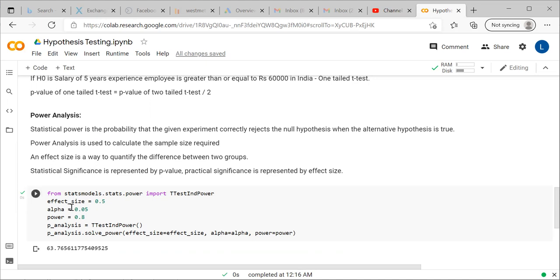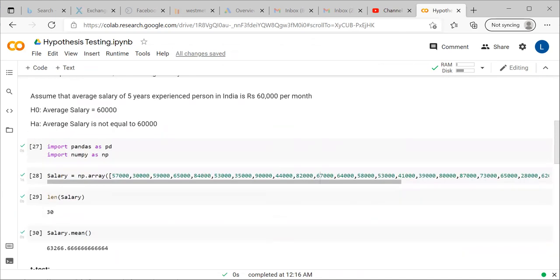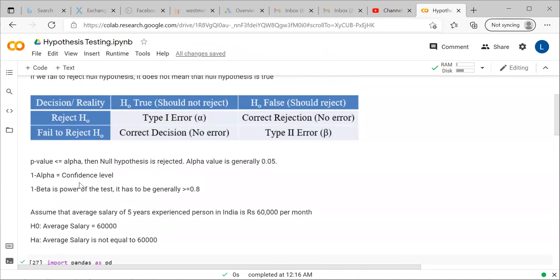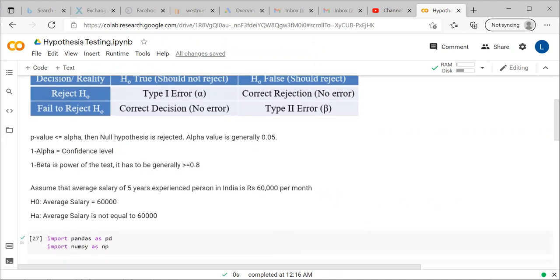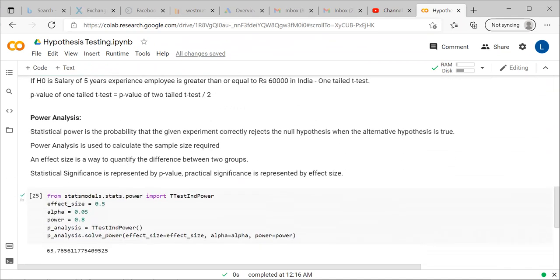Here 3 parameters are required. One is the effect size, the other one is the alpha, and the power. Alpha we have already explained, which is the type 1 error or the level of significance, 0.05 here. Power is 1 minus the type 2 error, 1 minus beta is the power, which we require to be above 0.8.